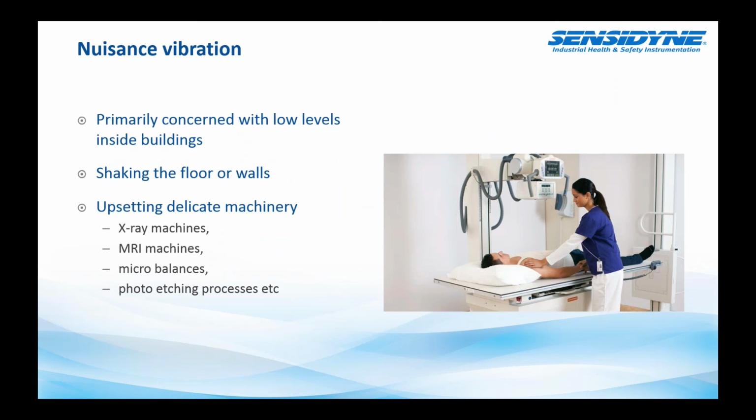Okay, I'm just going to finish off now with the last issue that I wanted to cover, and that's nuisance vibration. So we're not talking about a risk to anyone's health here, but we're talking about the nuisance vibration that typically comes through the ground or through the walls or floors of a building, maybe something happening outside or even inside a building that is getting through to the wrong place at the wrong time and affecting delicate machinery, X-ray machines, MRI machines, microbalances, photo etching, all these types of processes that may be going on where the person running this machine needs to have things still and stationary to collect a good in-focus X-ray.